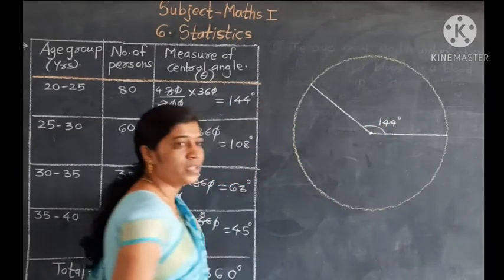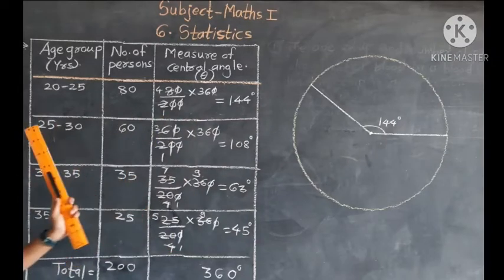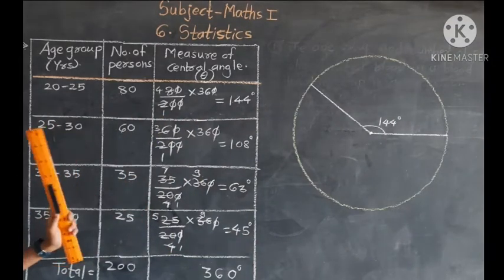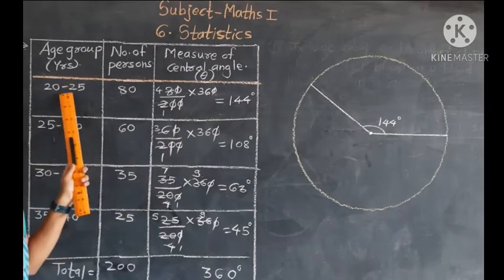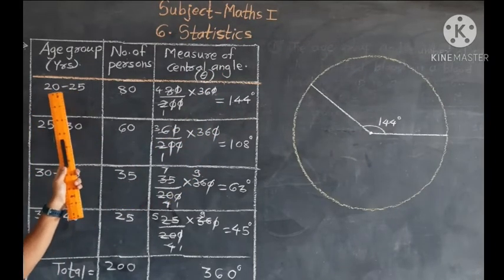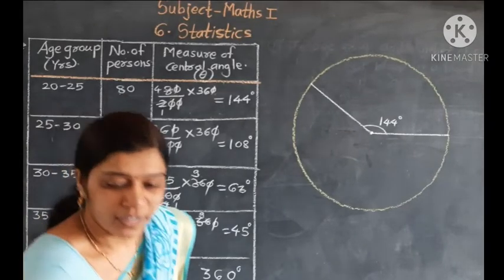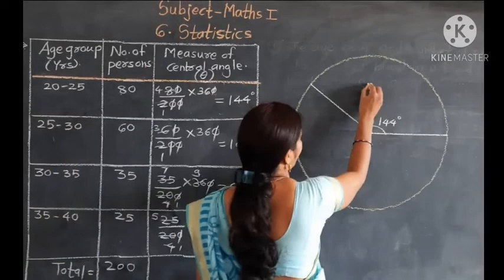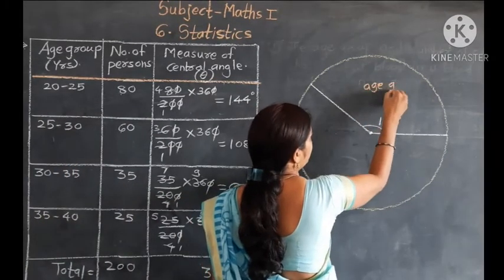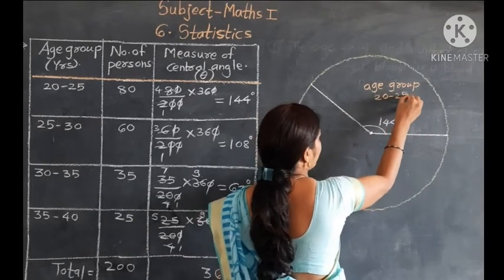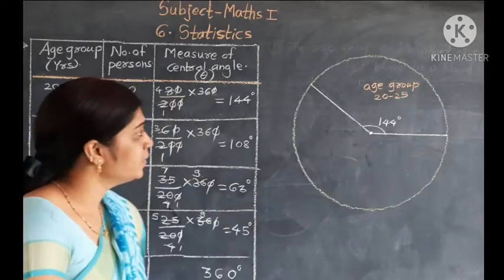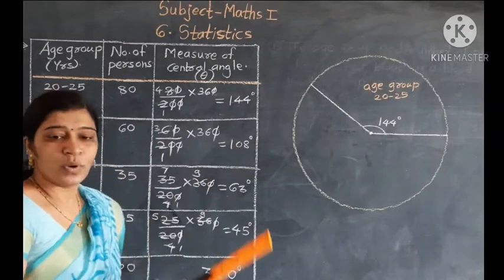144 degree. Now second angle of group 25 to 30. This is 144 angle. Central angle is of which group? Age group 20 to 25. This is age group 20 to 25. Okay. Then second angle is 108.